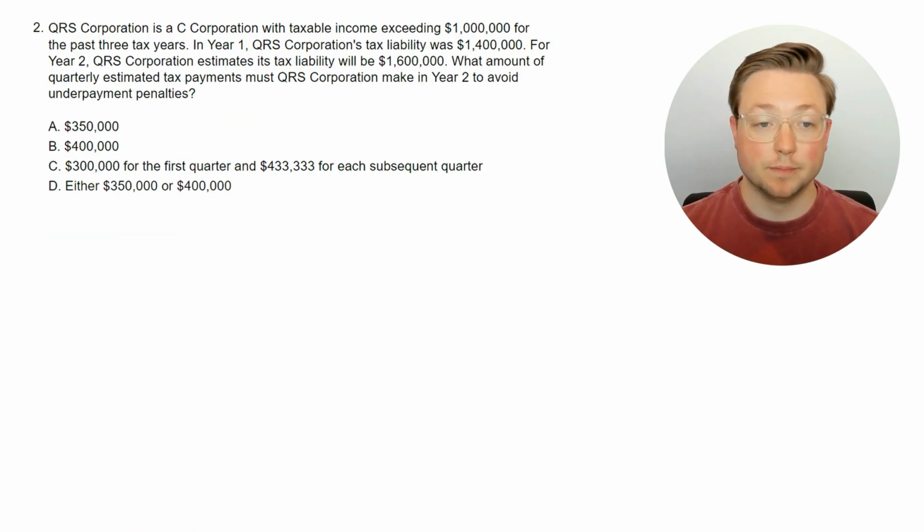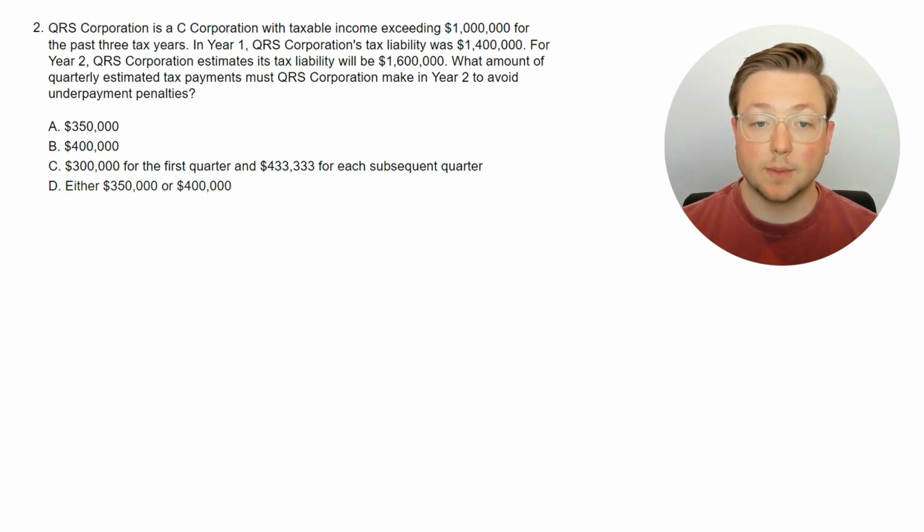Okay, here is question 2. QRS Corporation is a C corporation with taxable income exceeding $1 million for the past 3 years. In year 1, QRS Corporation's tax liability was $1,400,000. For year 2, QRS Corporation estimates its tax liability will be $1,600,000.